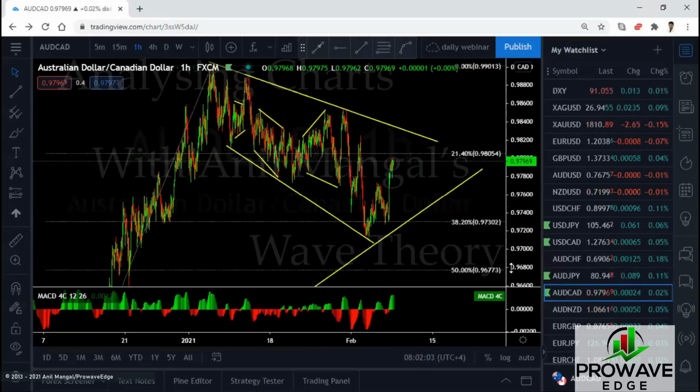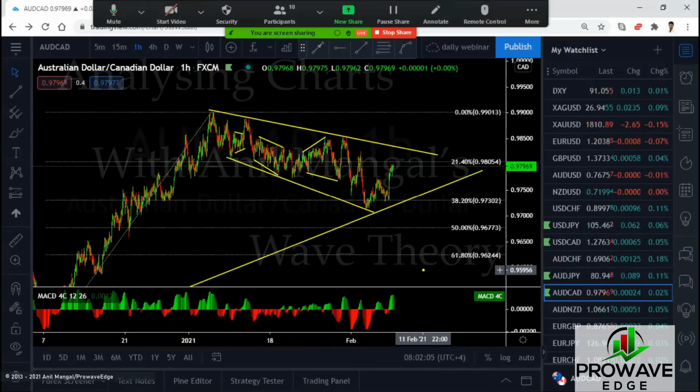Aussie CAD. Aussie CAD is now coming up. I think the first buy we took here didn't go well, which means we took it off at break even or a small profit, depends on it.